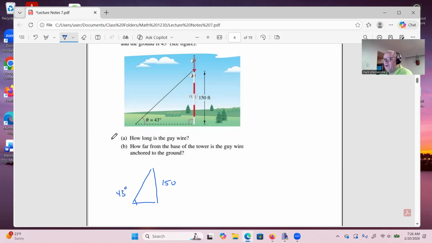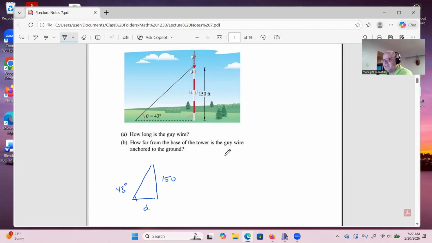And what do they want to know? How far from the tower is the guy wire anchored to the ground? They want to know what this distance is right here. Okay, so we'll call this D. Again, we need an opposite, we need an adjacent, we have an angle. It's tangent. See, I told you, most of these are tangents.